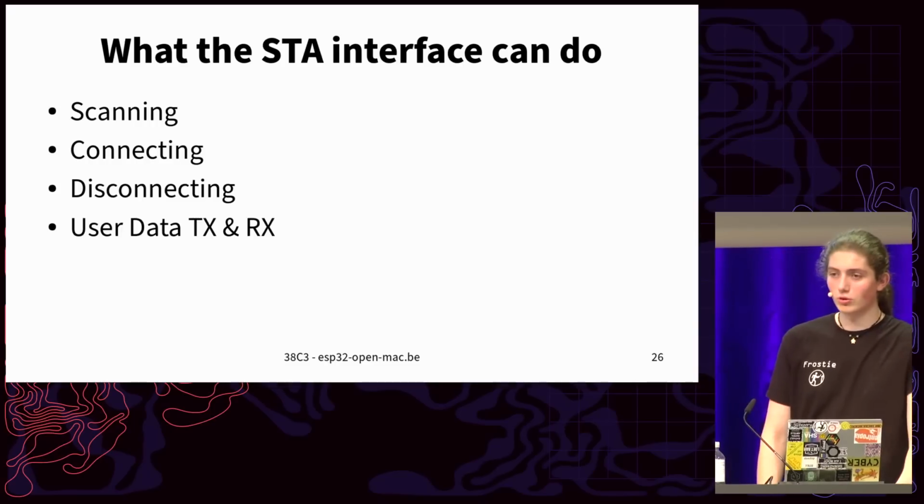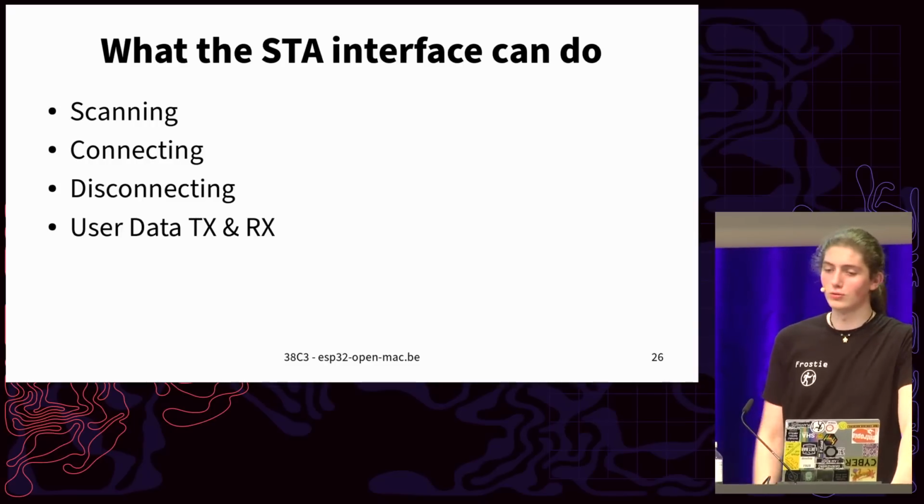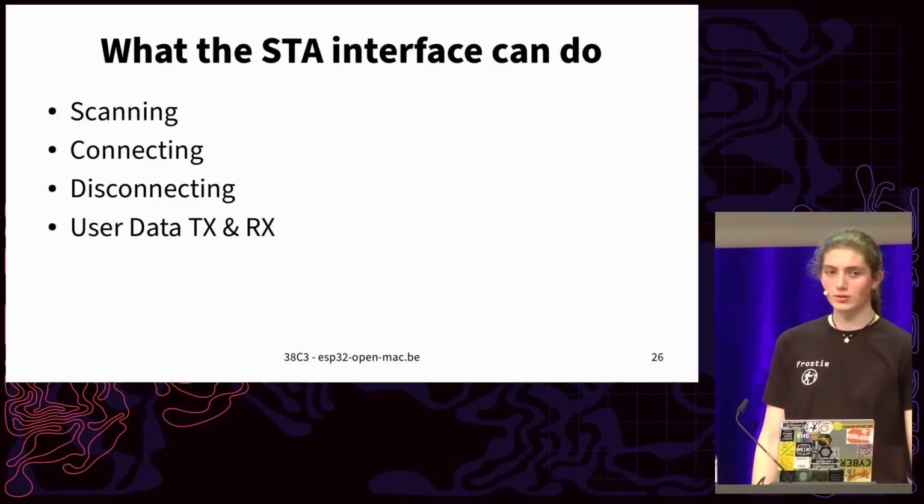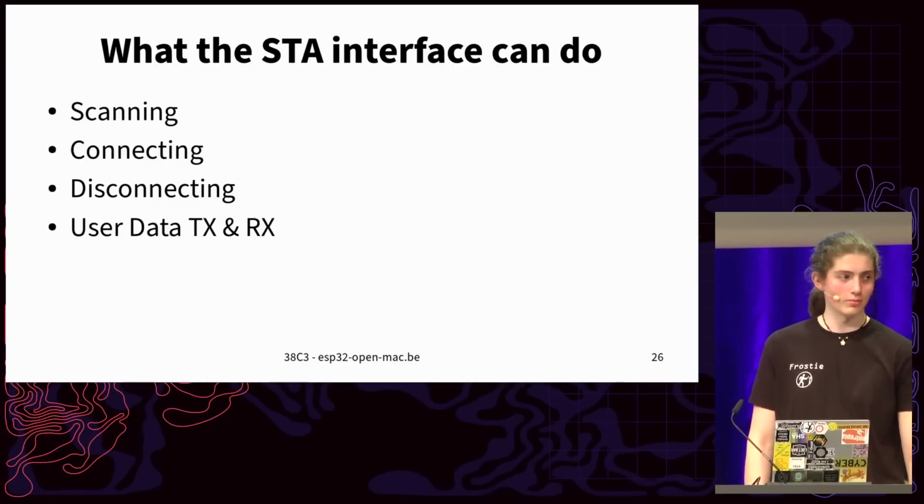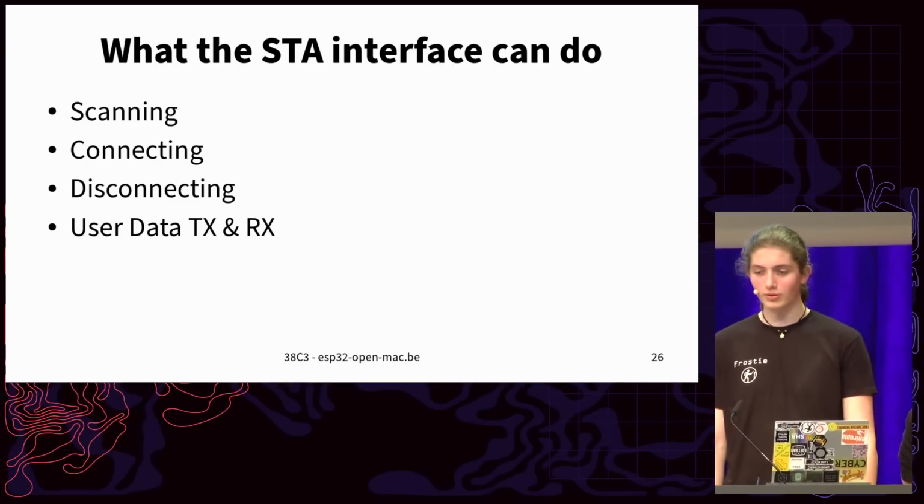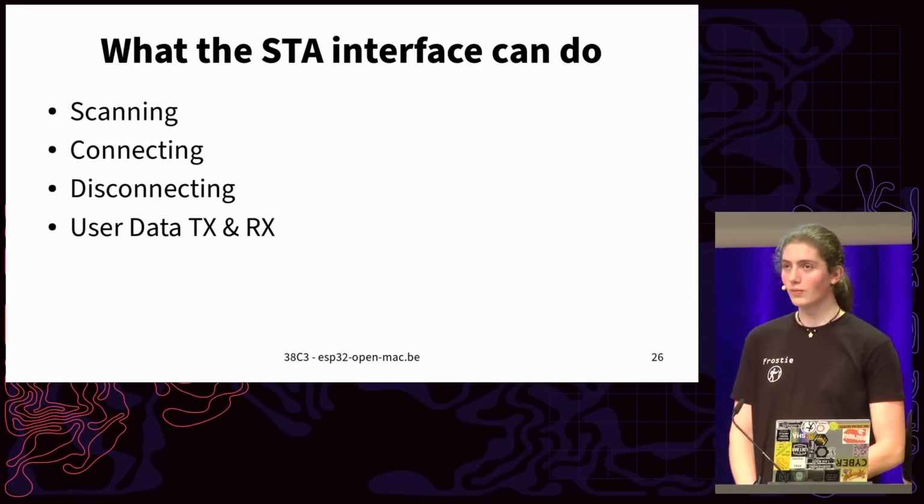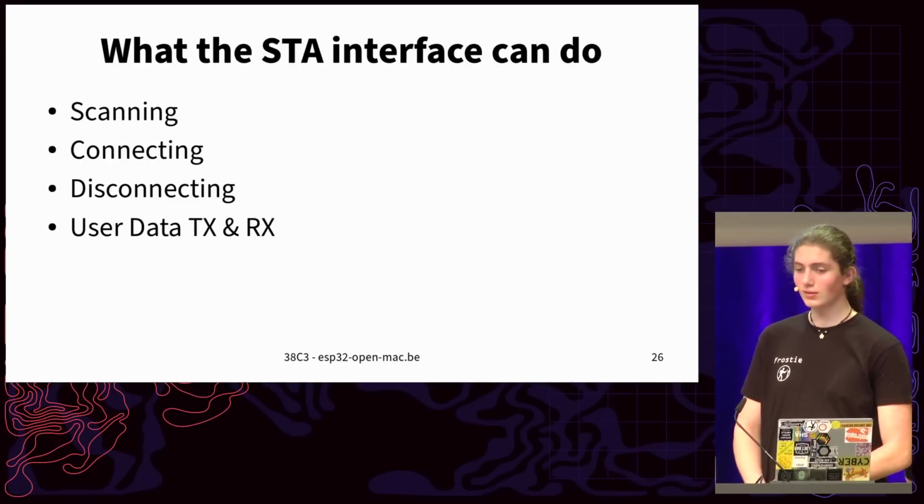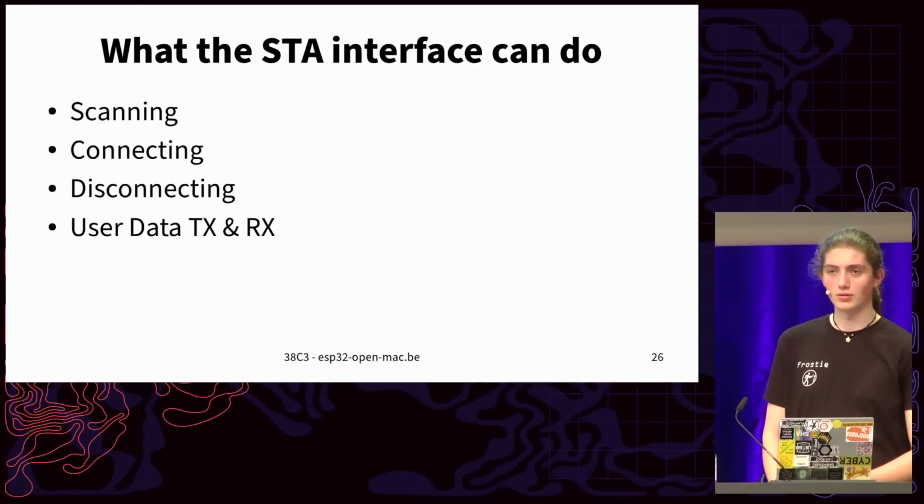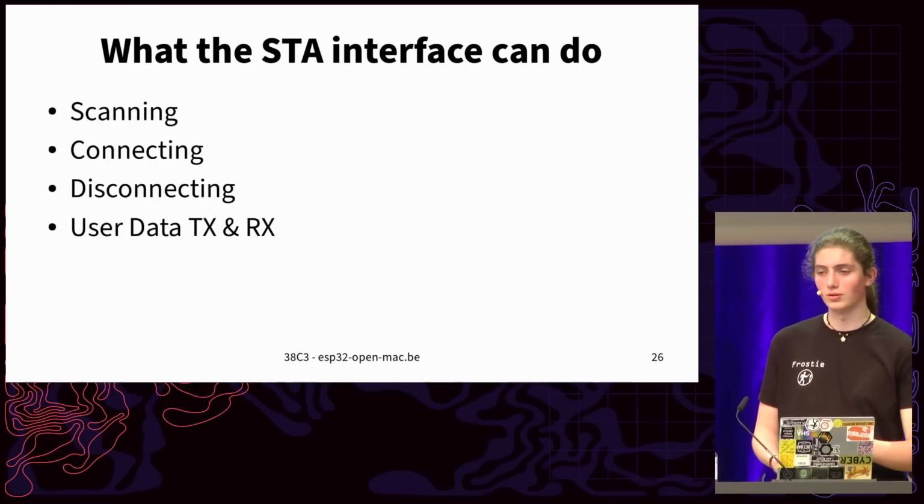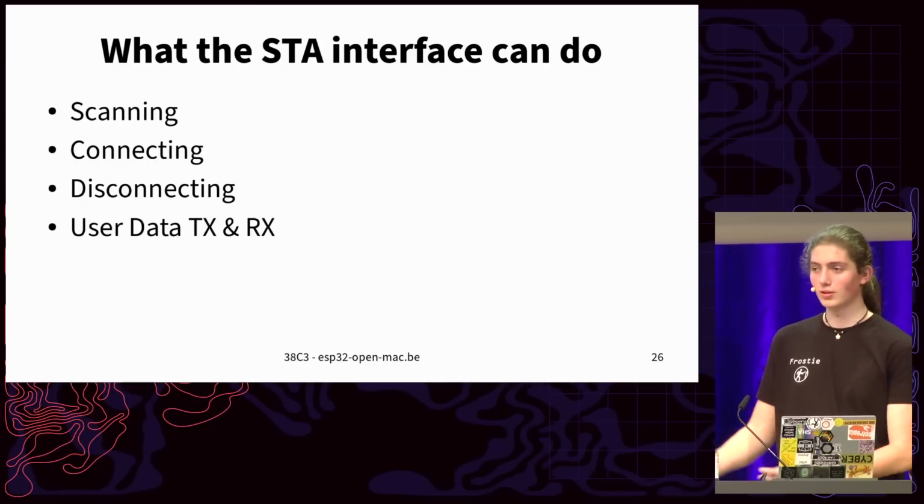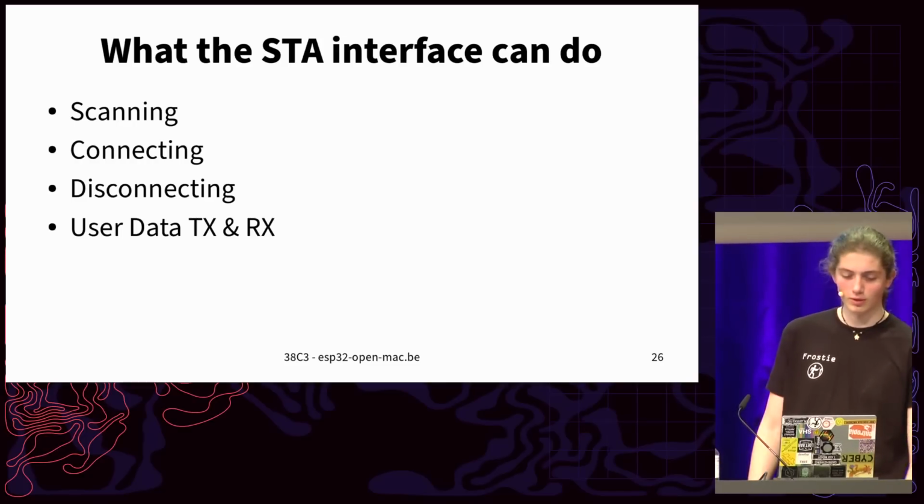This means you could connect to an open access point, and here's what it can currently do. We can scan for networks, we can connect to networks, we can disconnect from them again and process disconnects. And we can do user data TX and RX, so if the user gives us data, in this case the layer 3, then we will pass it onto the access point, and if we receive data, we will pass it onto the upper layer.